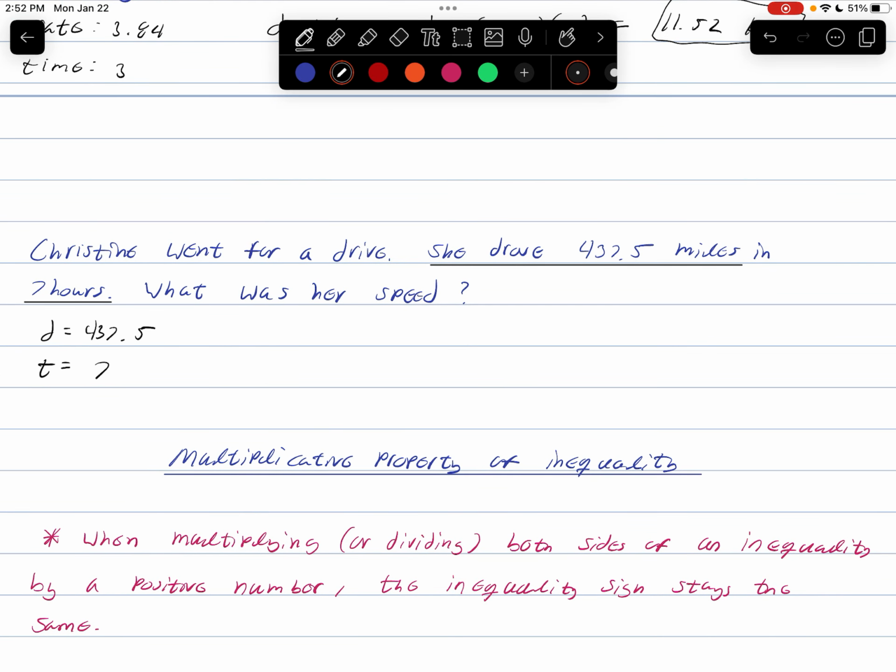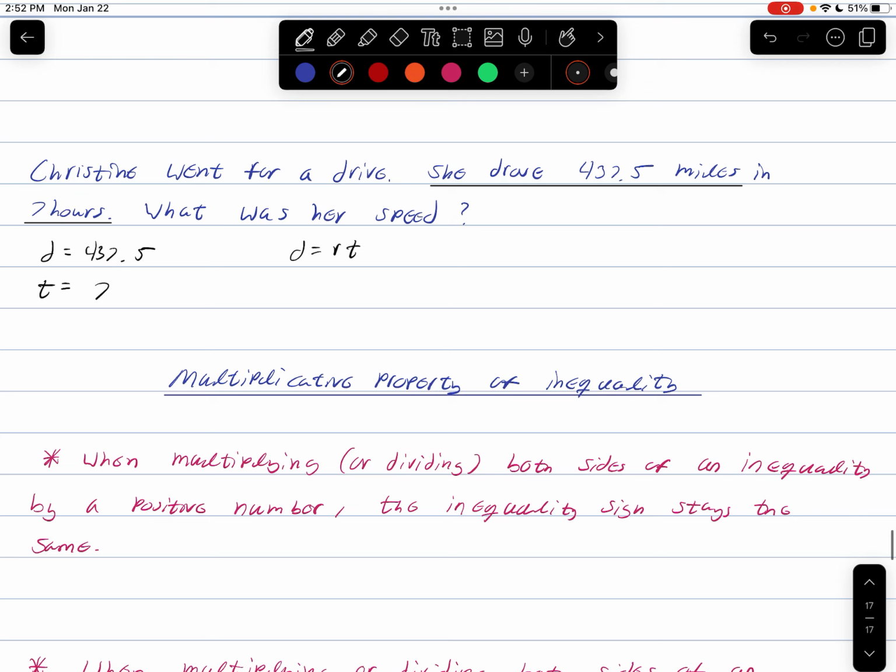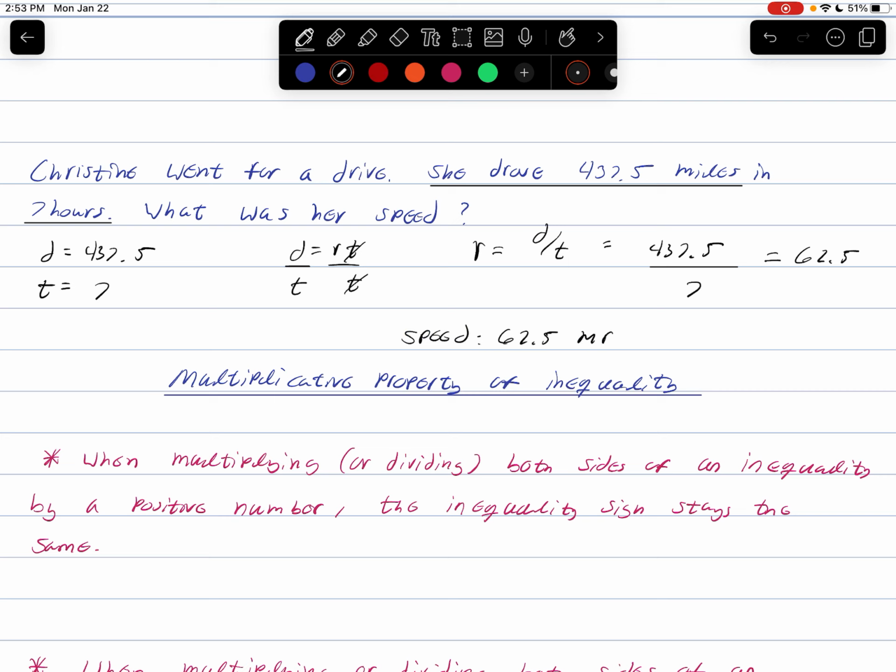All right. So that means we have D equals RT. We're looking for her rate. So here we can just divide both sides by T. So the T's will cancel here, and R is going to be equal to D over T. Or in this case, we're going to have 437.5 over 7. So let's go ahead and calculate that. And I come up with 62.5. So her speed is 62.5 miles per hour.